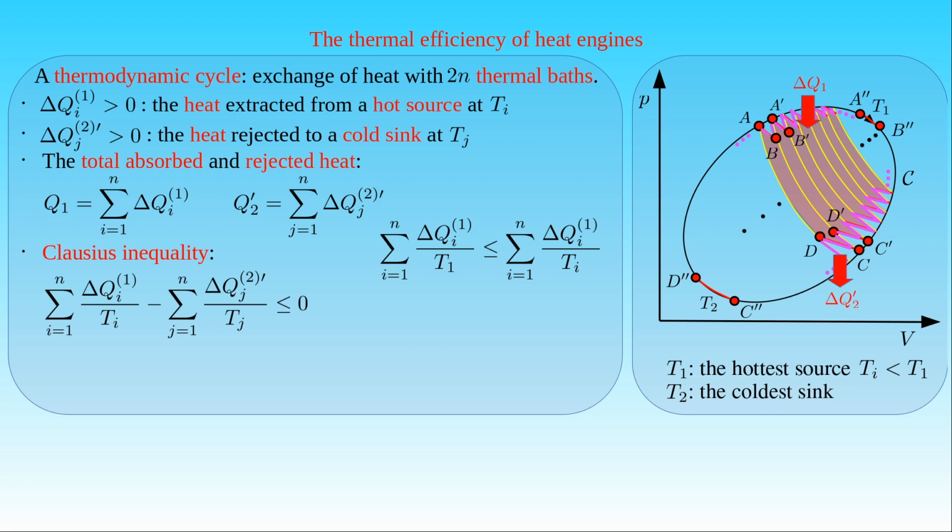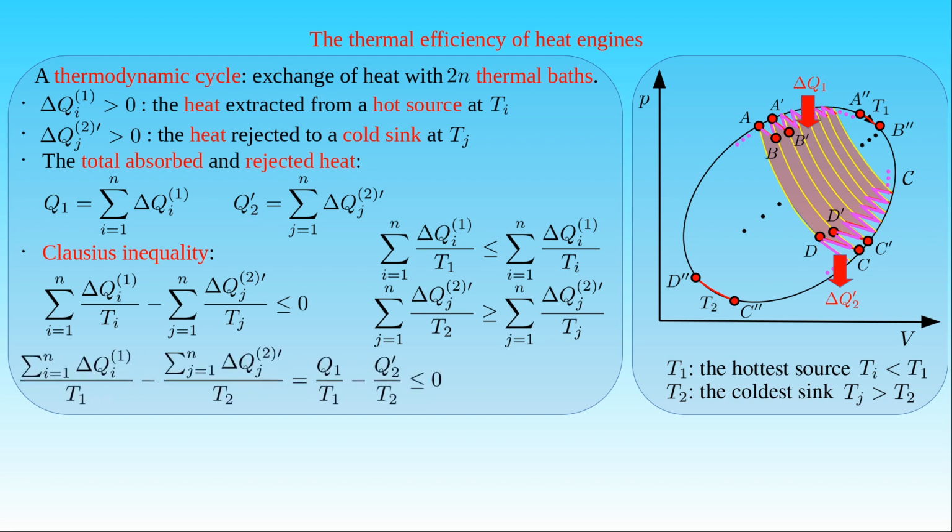Similarly, since the temperature T2 is less than the temperature of any other cold sink used in the cycle, the sum obtained after the replacement of Tj with T2 in the left-hand side of the inequality cannot be less than the original expression of the second sum. As a result, the modified form of the first sum, minus the modified form of the second sum, cannot be greater than the original form of the first sum, minus the original form of the second sum, which is the left-hand side of the Clausius inequality. Then we obtain the following inequality.